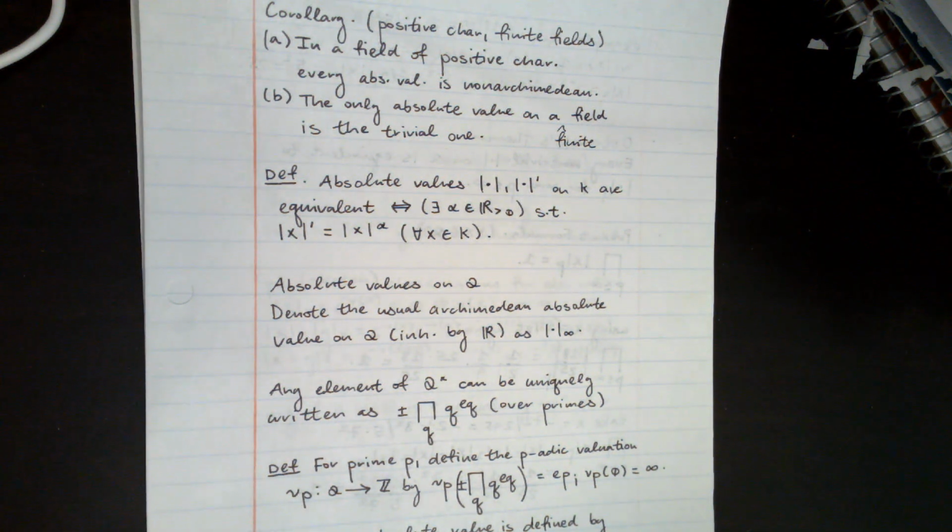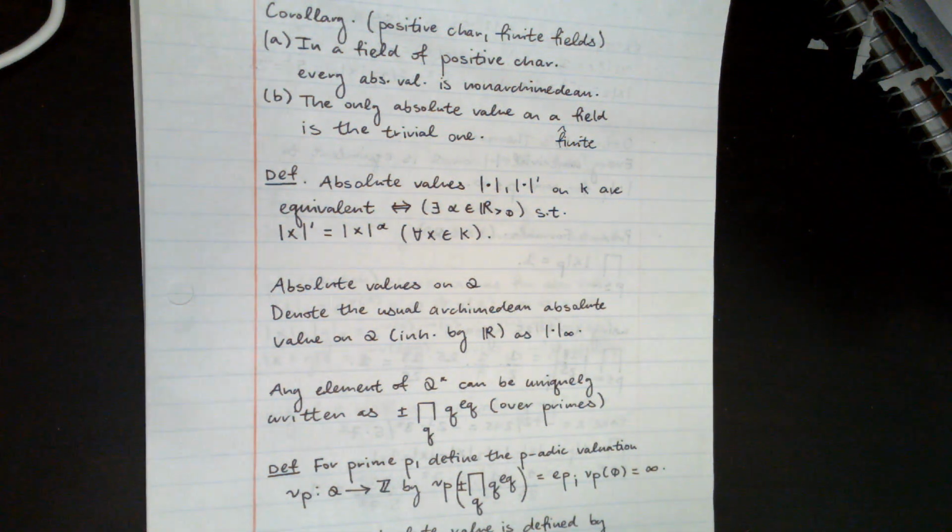Sometimes you will see this initially defined on just the integers, and you can extend this to the rationals by defining it subtractively: v sub p of a over b is v sub p of a minus v sub p of b. But right now we're just doing this directly from Q to Z.